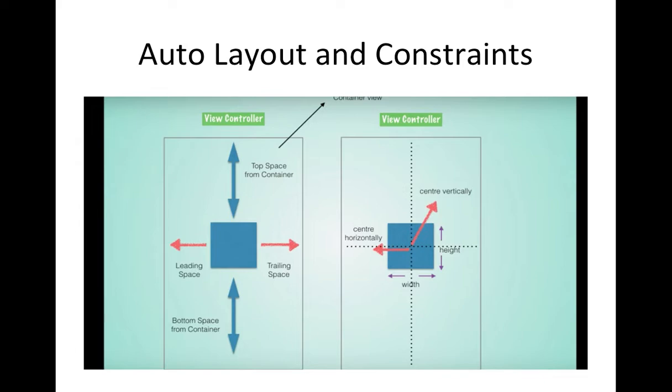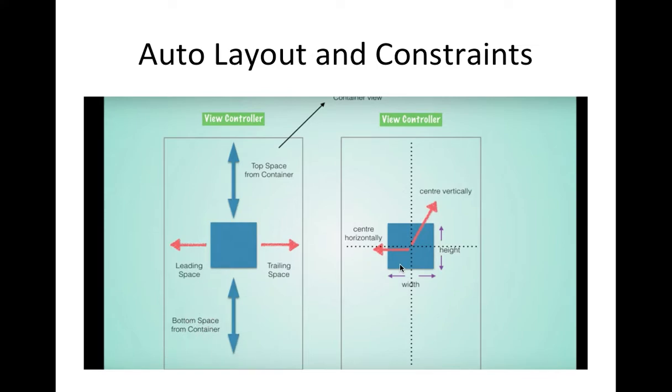And inside auto layout, the most important thing is constraints, and there are many different constraints. Suppose this is the view controller, and this can be any object, such as a UIButton, UILabel, or UIImageView. If you want to give spacing from the top, you can use the constraint top space from container. Same goes for all three of these. If you want to give space from the left-hand side, leading space, and from the right-hand side, trailing space, and from the bottom you can use this constraint.